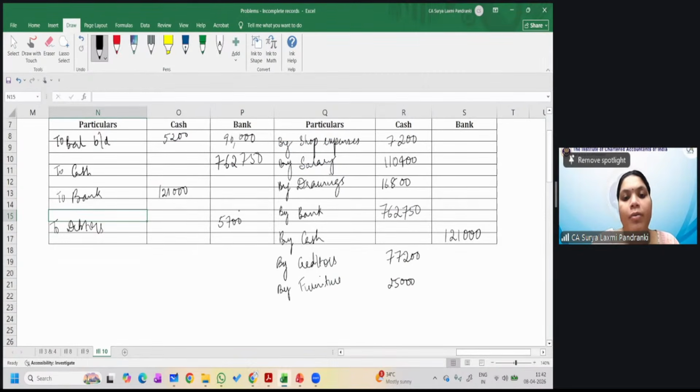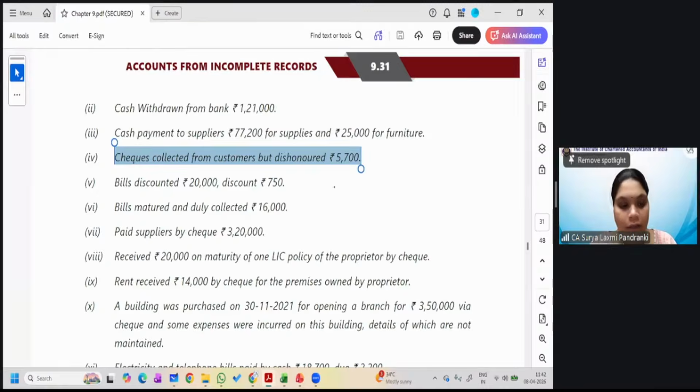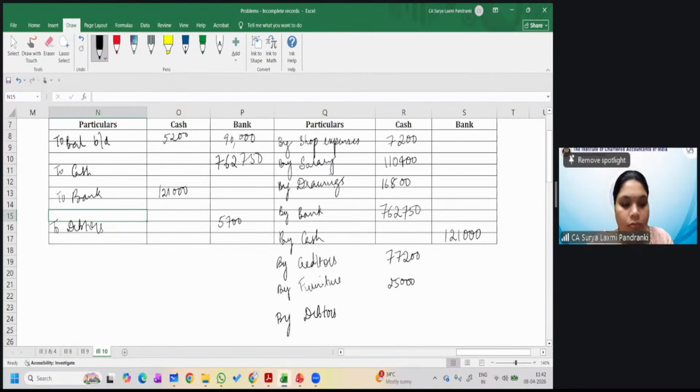5,700. But later it was dishonored. Then I will reverse the entry by writing by debtors again, by debtors to bank account. Correct? Agreed, everyone? Yes, ma'am. It means almost this entry will be nullified. You still have receivables from that particular customer left, because the check is dishonored.